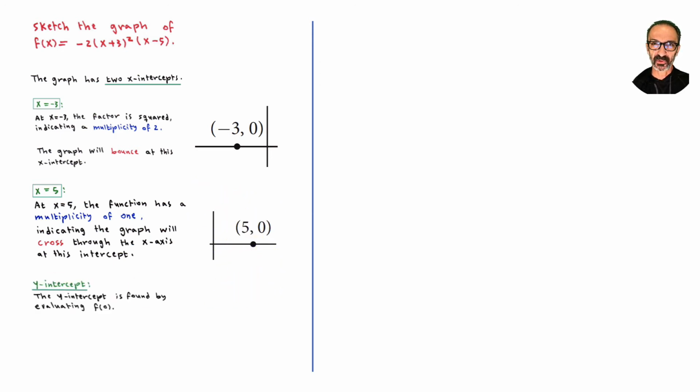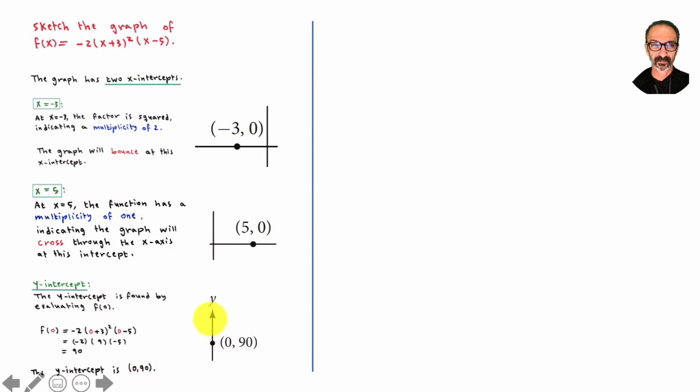Let's find the y-intercept. To find the y-intercept, you set x equals 0, f of 0. Just plug in 0 for x, do the math, and I have 90. So it's going to cross at 0, 90, or 90 on the y-axis. Compared to the scale negative 3 and 5, this is like a little bit high, but that's what we have.